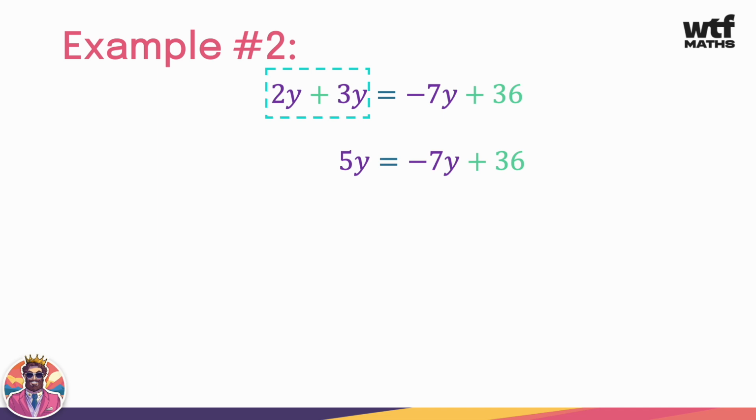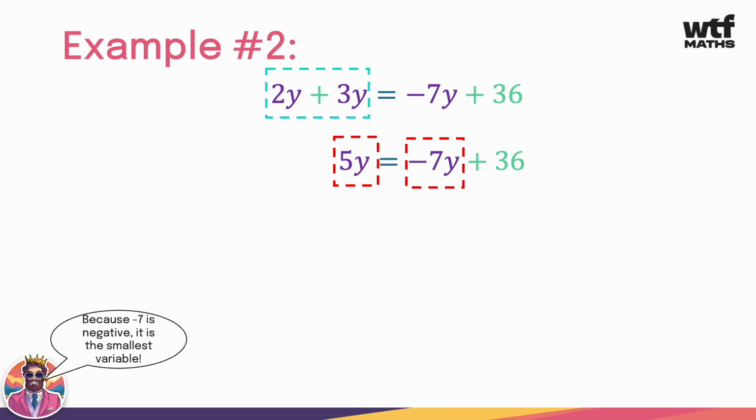So again, we've got one variable on the left, one on the right. Now, if we look at our two variables, which one of these is the smallest of the two? It's going to be negative 7 because negative 7 is a negative number, which automatically will make it smaller than 5. So, how do we get rid of this negative 7y?